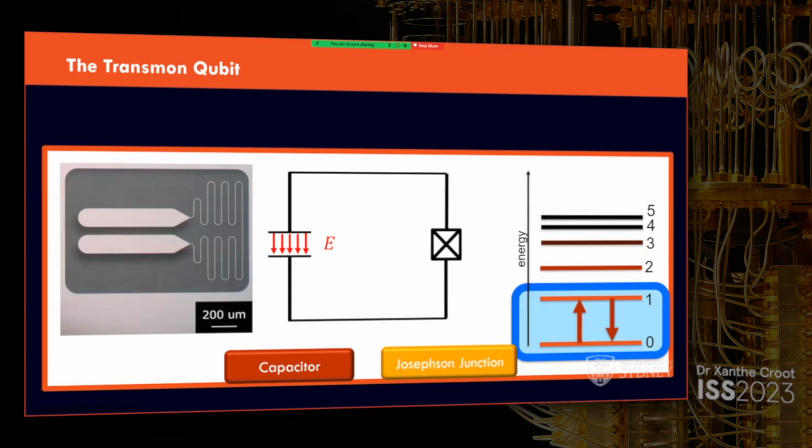So that means I can send in photons and I can control whether I'm in the 0 or the 1 state. But these photons can't drive an excitation from 1 to 2, because this transition is not on resonance. It's not the same energy. And that means I can stay in the 0 and 1 subspace and create really nice qubits.